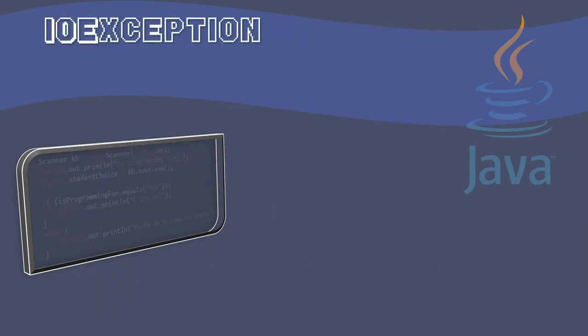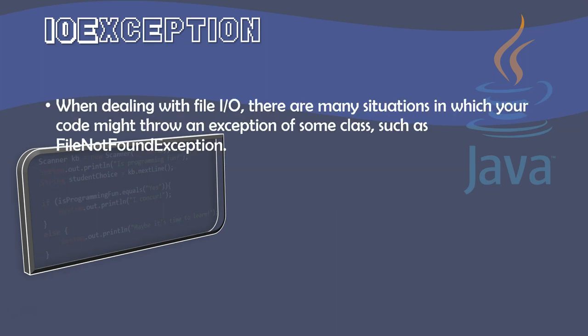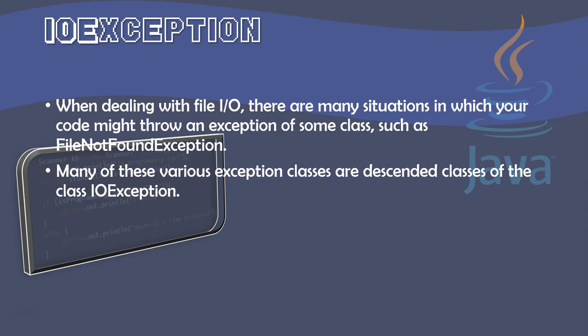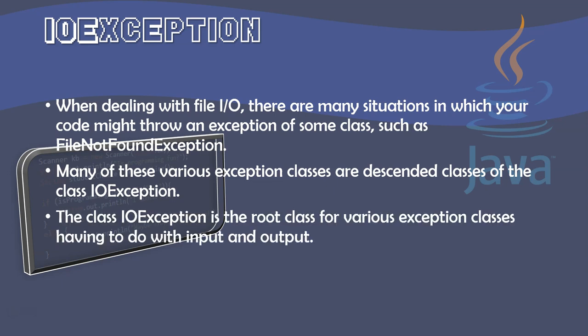Now, we had already mentioned that file not found is part of, of course, the I/O exceptions. And when we look at I/O exceptions, these are going to happen anytime we start dealing with file I/O. And there are many situations in which our code might throw an exception of some class, such as the file not found exception, which we just looked at. Many of these various exception classes are descended from the I/O exception, as we have already mentioned. The class I/O exception is the root class. So you can think of it as the big parent class that's going to deal with any of the various exception classes having to do either with input or with output. And we'll see that as we branch further into output and, of course, even stuff with binary files.